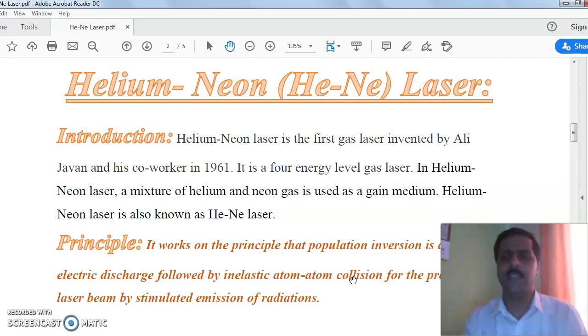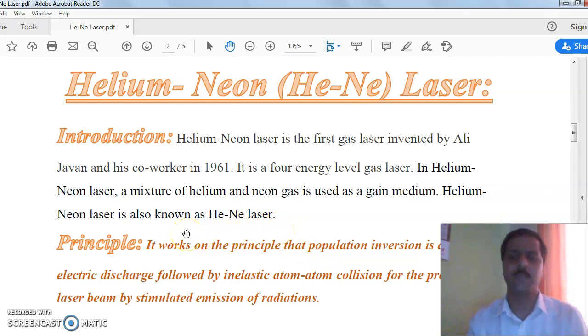In the helium and neon, the proportion of helium is larger as compared to neon. Helium proportion is 10 times that of neon. By their chemical names, helium is represented by He, capital H and small e, and neon gas by Ne. This laser is also known as the HeNe laser.